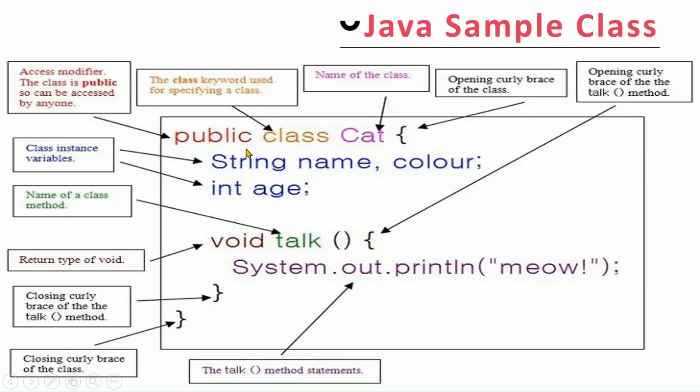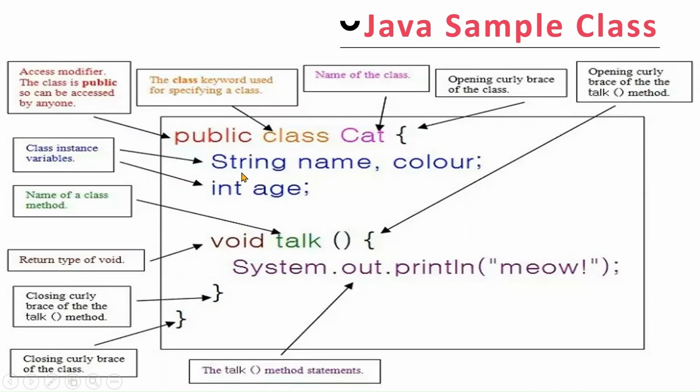Otherwise we can write private, protected or default, where we are trying to make some restriction on the accessibility of this class. But here, since we have written public, within the package any class or outside the package any class can access this one. Now coming to the next line, here you can see the open curly brace for a class. Then we are taking two string variables, one is name and one is color. These are called instance variables of a class, and the data type is String.